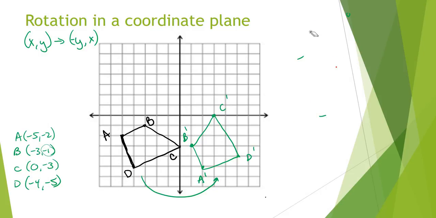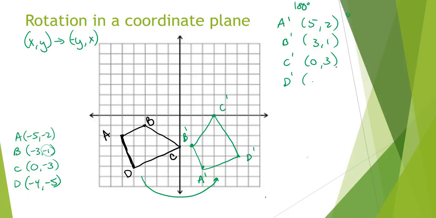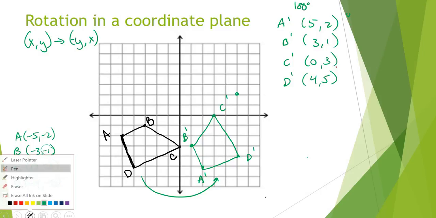Why don't you try to rotate it 180 degrees for me and see how you do. You can do it right on the same graph paper if you'd like. Okay, so I hope you've done it yourself. My new A prime for 180 degrees rotation. Remember, I keep everything the same order, but I switch the sign. So 5, 2, B prime becomes 3, 1, C prime becomes 0, 3, D prime becomes 4, 5.